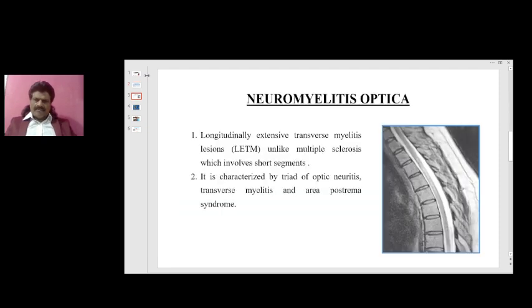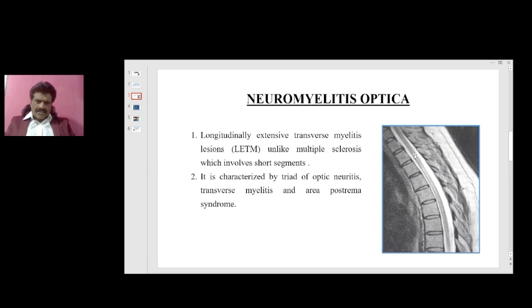Very important about neuromyelitis optica is that it is longitudinally extensive transverse myelitis, unlike multiple sclerosis, which involves short segments. Longitudinally extensive means it involves more than 3 segments. Here in the imaging, you can see it is extending. The hyperintense signal is the demyelination, the inflammatory process.